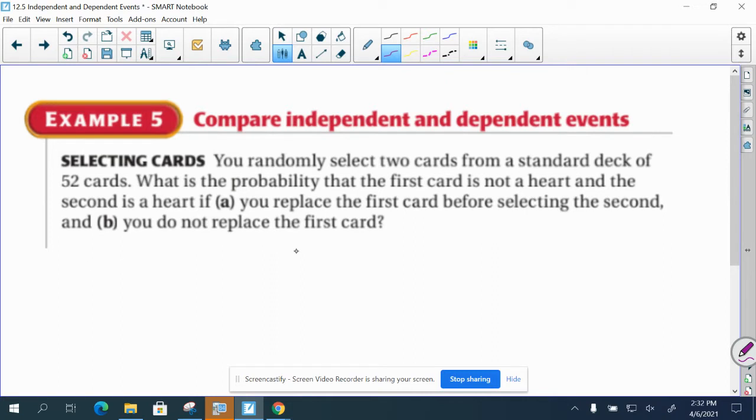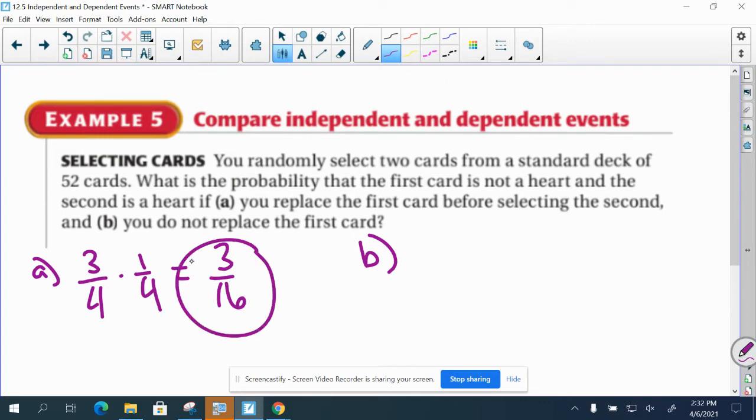So there are 2 different things that we'll do here. The first one, part A, will be independent events, and part B will be dependent. So for part A, it says, what is the probability the first card is not a heart? So we're going to take not a heart and then multiply it by heart. So not a heart, well, 3/4 of the cards are not hearts because a fourth are hearts. And then times the probability that it is a heart, that would be 1/4. And then 3/4 times 1/4 is 3/16. So that's for independent events.